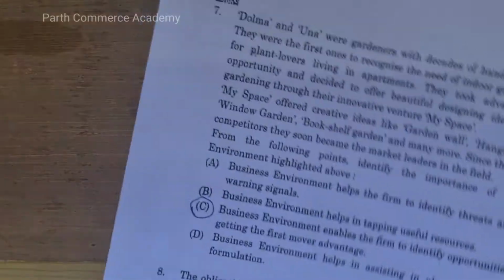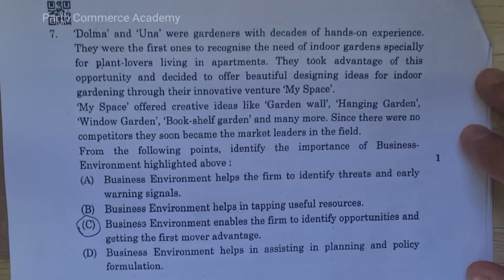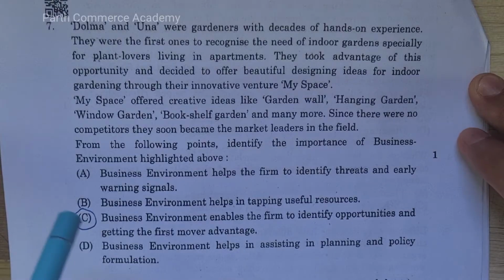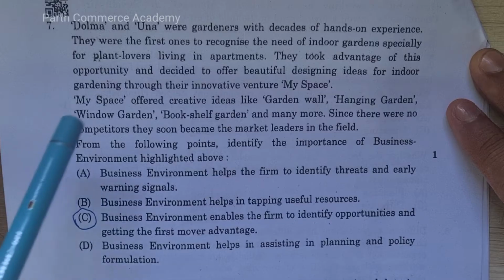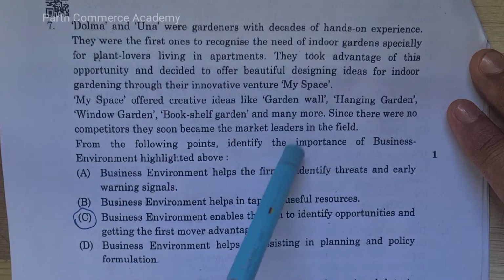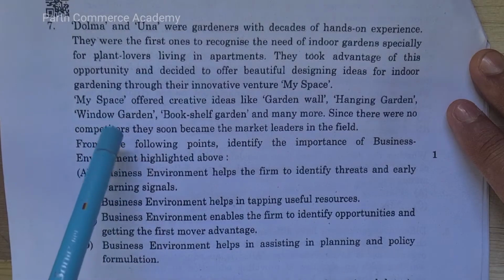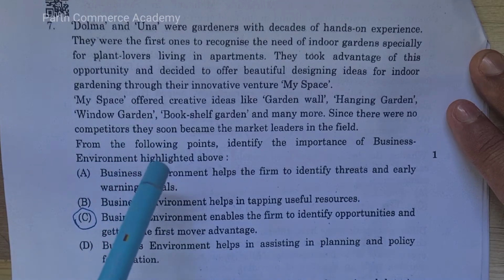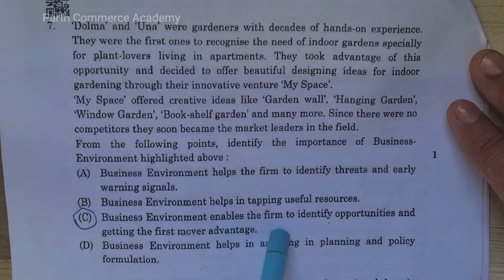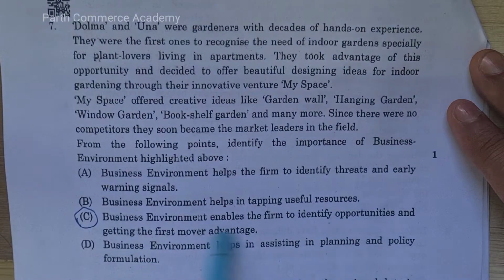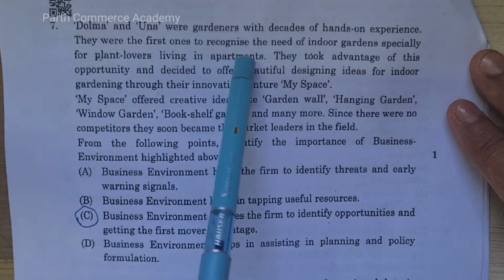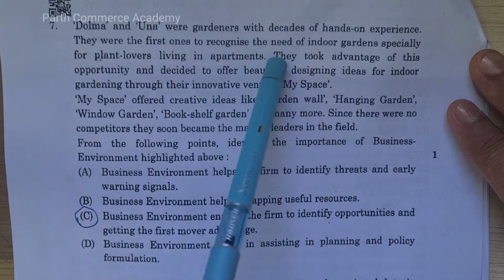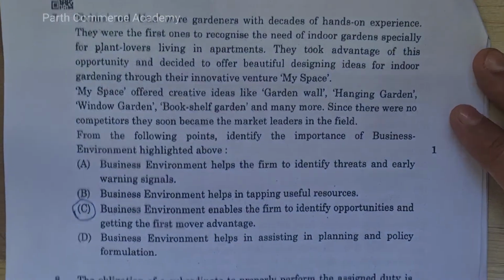Next, in question 7 also a case study is there. We can see here Dolma and Uma, gardeners, and here we can see the new kind of opportunities for plant lovers, and they are taking the first mover advantage, identifying the opportunity and getting first mover advantage. How do we come to know that? Some lines are there by which they were the first ones to recognize the need. From this line we can recognize the answer is option C.